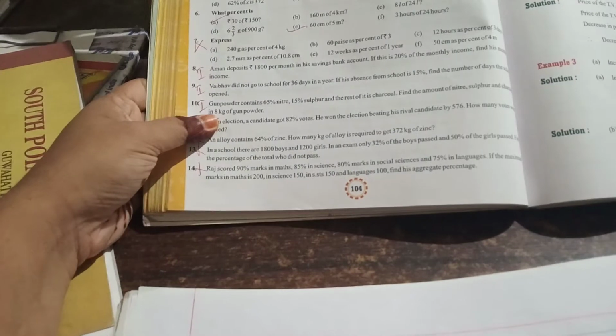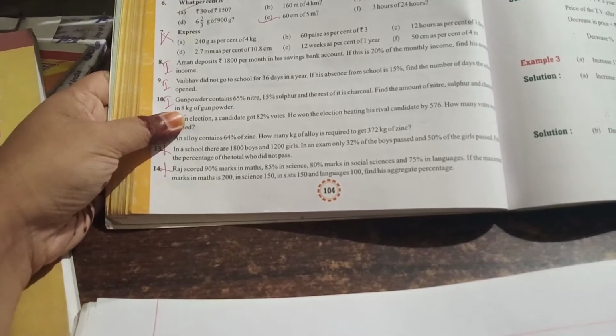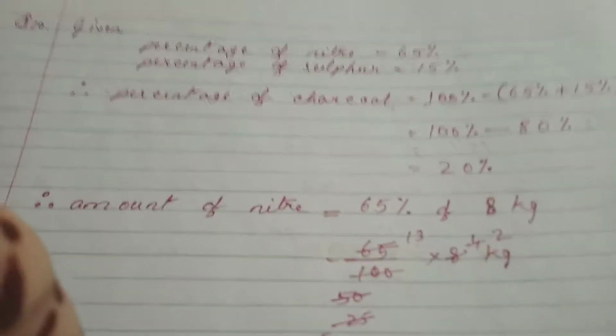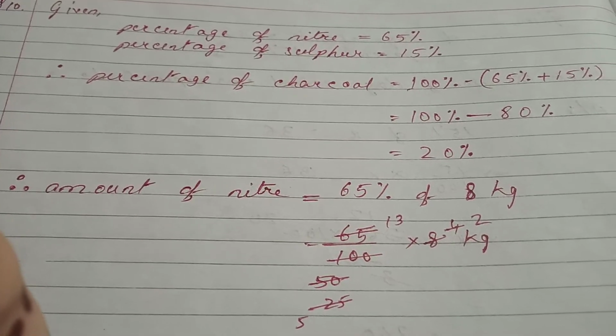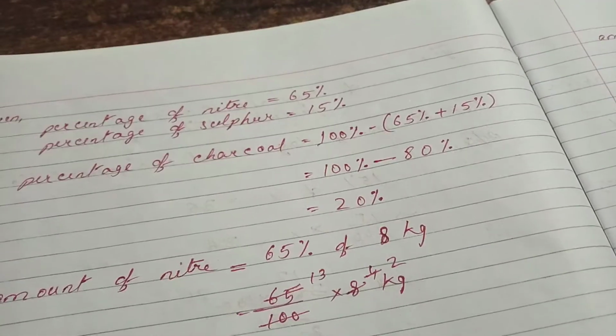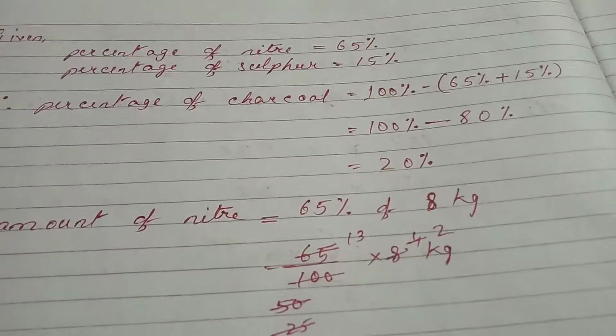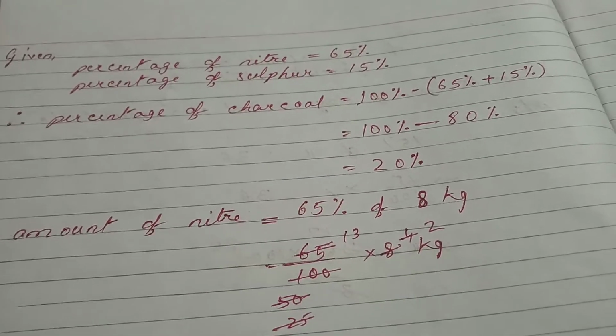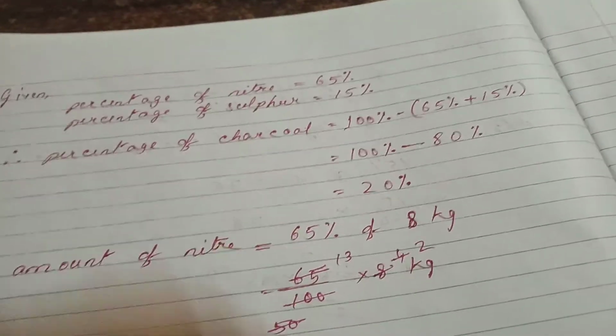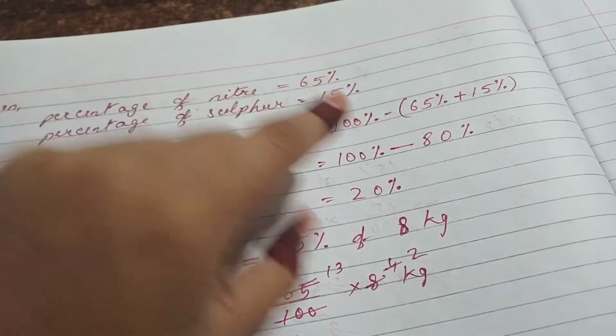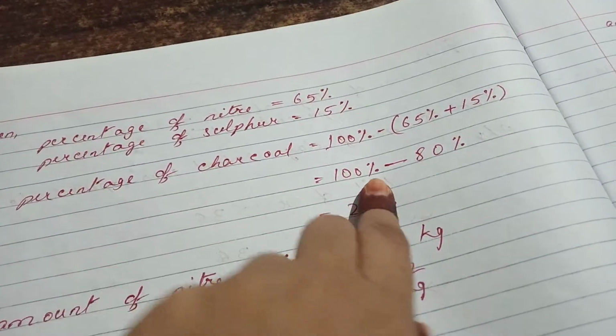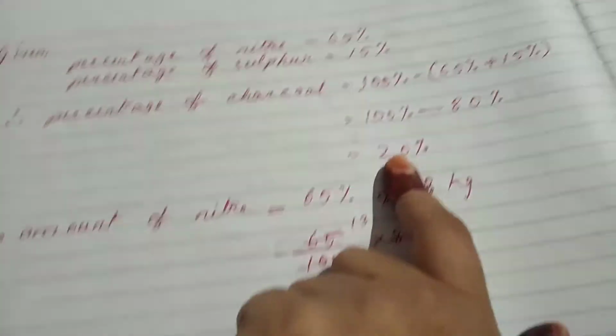See question number 10. Gunpowder contains 65% niter, 15% sulfur and the rest of it is charcoal. Find the amount of niter, sulfur and charcoal in 8 kg of gunpowder. Percentage of niter is 65% and percentage of sulfur is 15%. Therefore, how will you find out the percentage of charcoal? We will add these two percentages and subtract it from 100%. When we do it, it becomes 100% minus 80% gives us 20%.